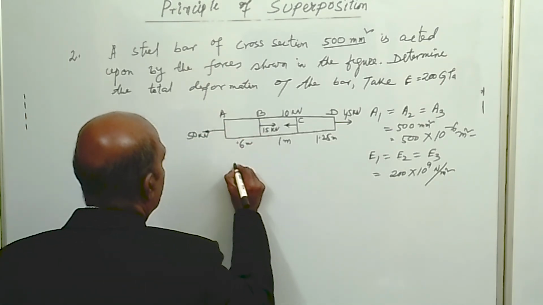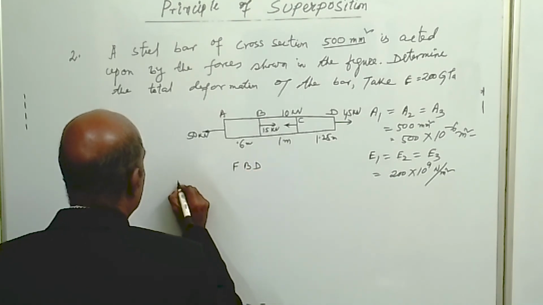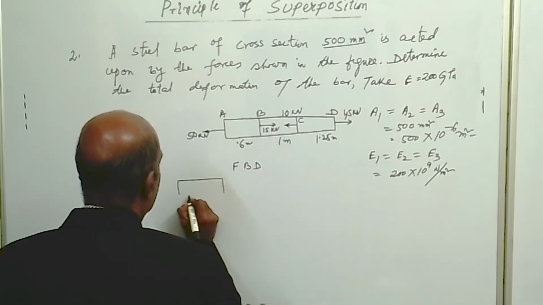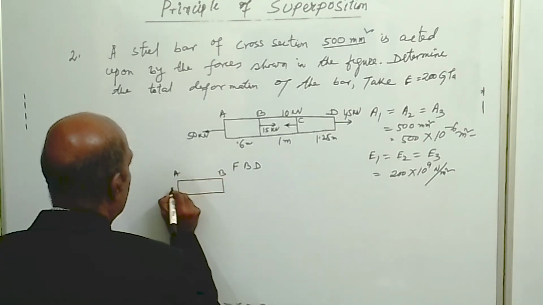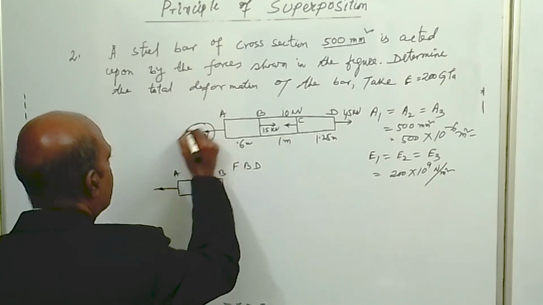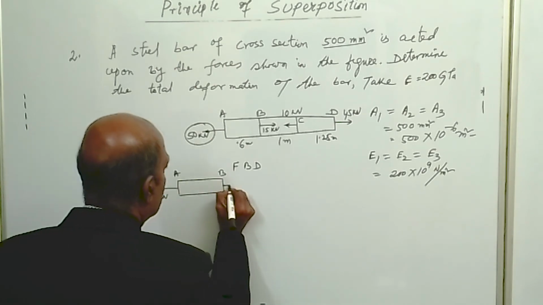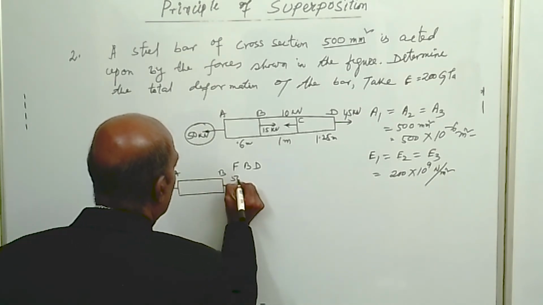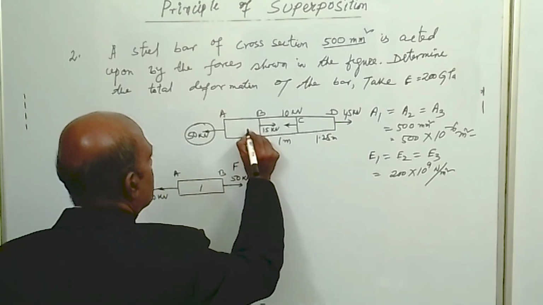So if we draw the free body diagram of this, first we will see the AB segment. So this is the AB segment. Now here towards left, how much load is acting? 50 kilonewton. So towards right also will be 50 kilonewton. That is segment 1.